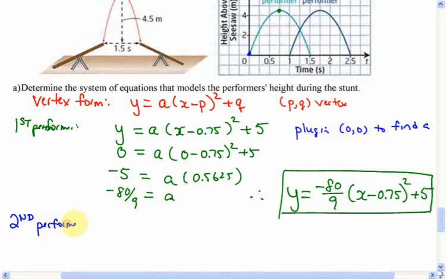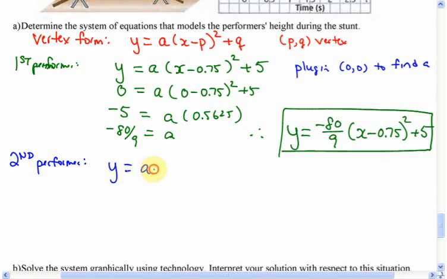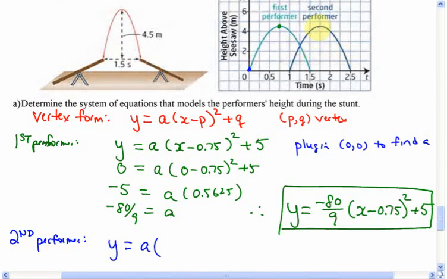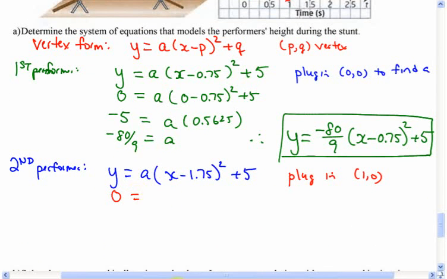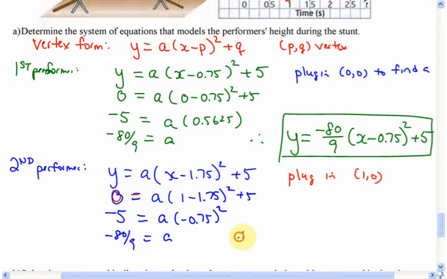Now you do the same thing for the second. Okay? I'll keep quiet. So if you look, the equation looks very similar, except instead of 0.75 as my p coordinate, it's 1.75. There are your two equations.